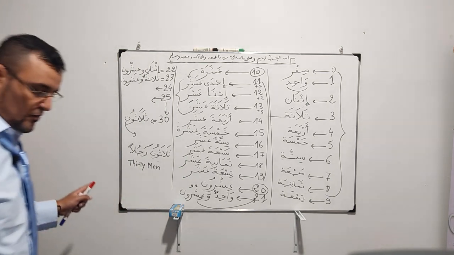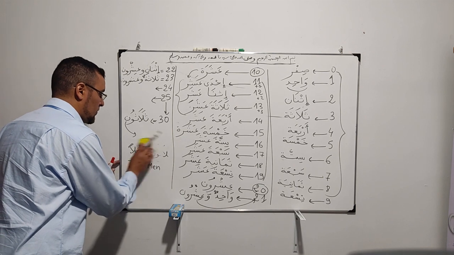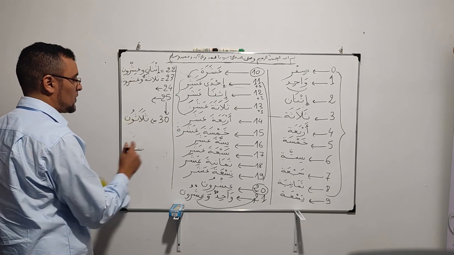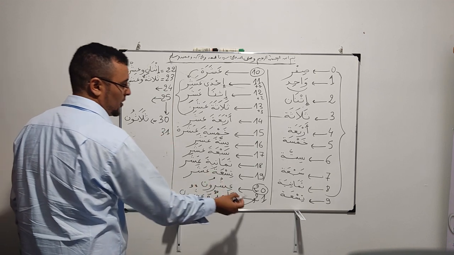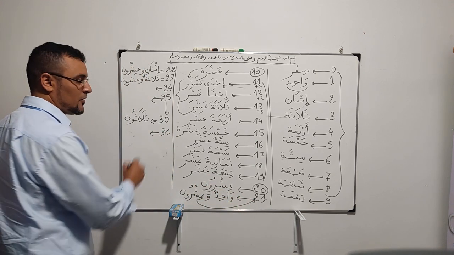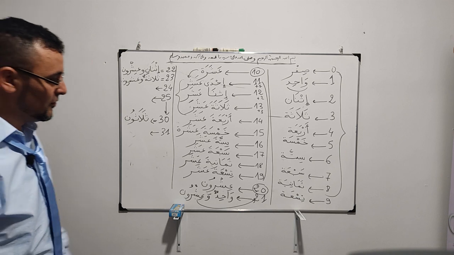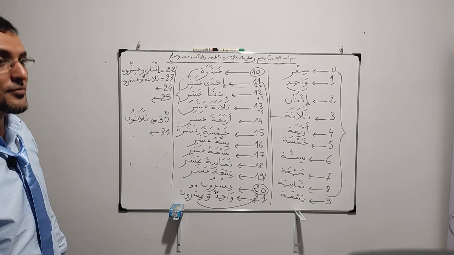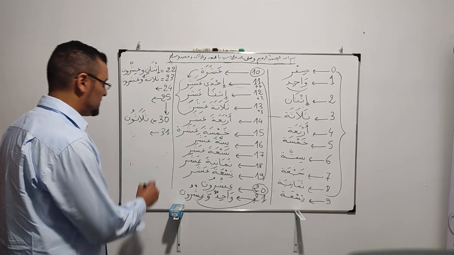Later, we'll consider this. Okay? Like the rule of 20. What is this? Masha Allah. Wahidun wa thalathun. Yeah. And this?